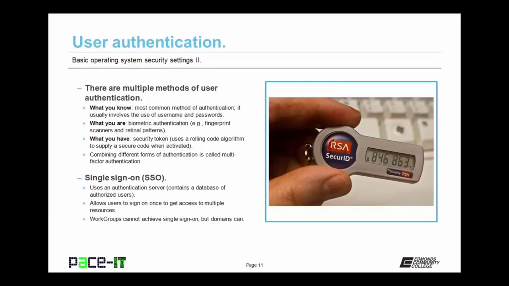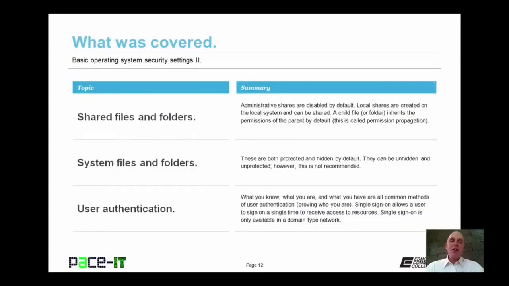If you're running a work group, you can't do single sign-on. At the minimum, it can only occur at the domain level. Now that concludes this session on Basic Operating System Security Settings, Part 2. We covered shared files and folders, we covered system files and folders, and we discussed user authentication.